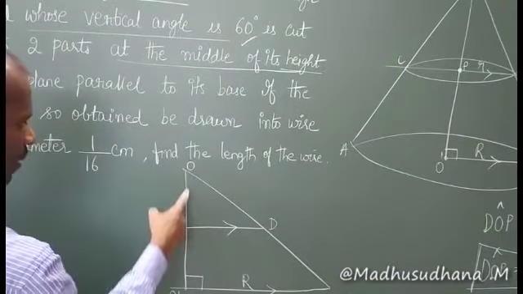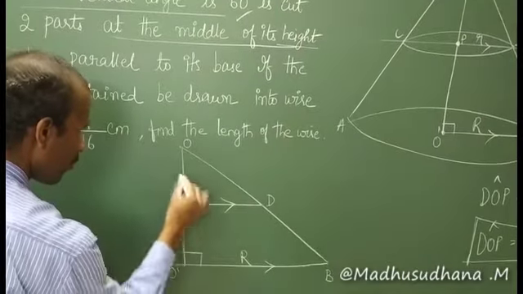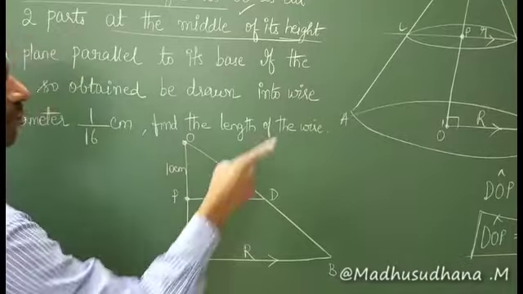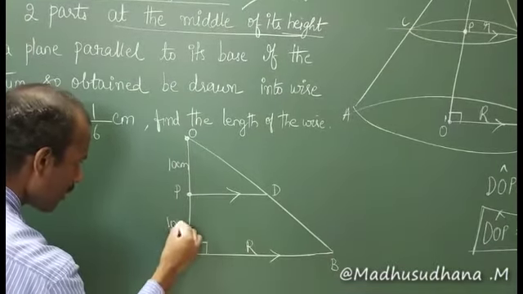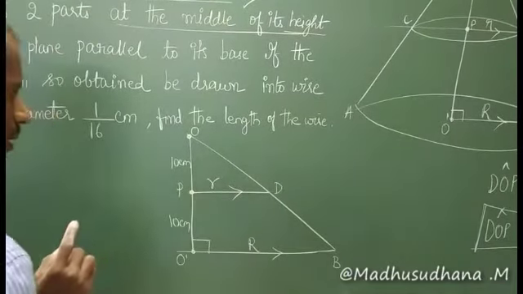And OP is equal to 10 centimeters. So let me write from O to P, this is 10 centimeters. The complete length was 20, right? So even from here to here, this is 10 centimeters. And this is small r, and this is capital R.